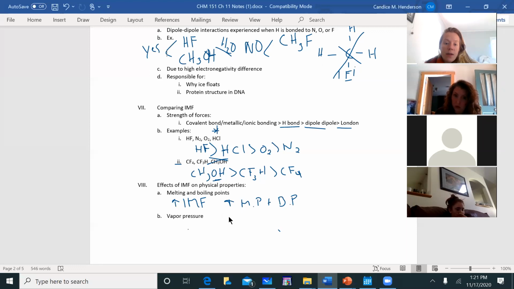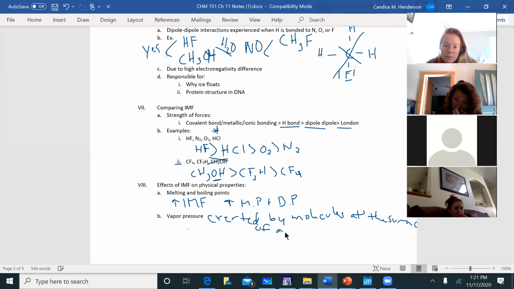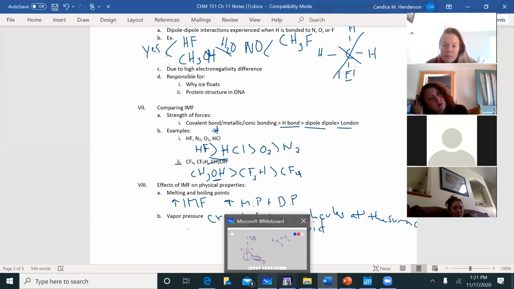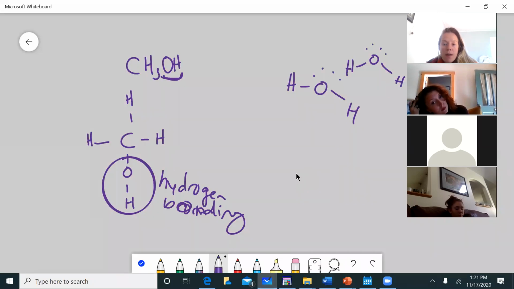The next quality is vapor pressure. Vapor pressure is the pressure that's exerted by molecules at the surface of a liquid. So I'll put a little drawing over here. If I've got a container of, just say it's water.